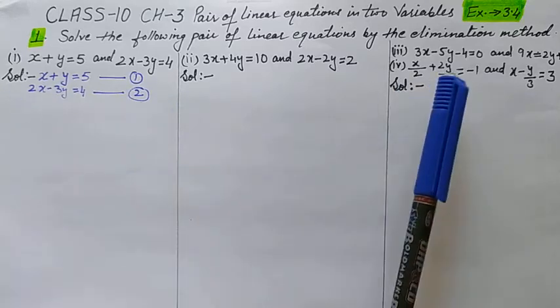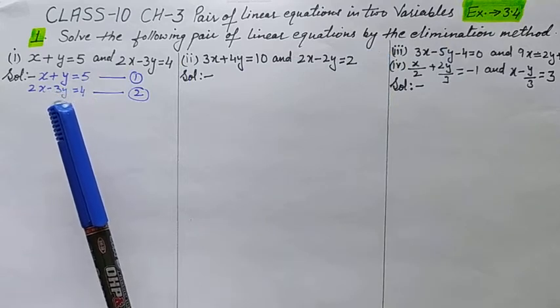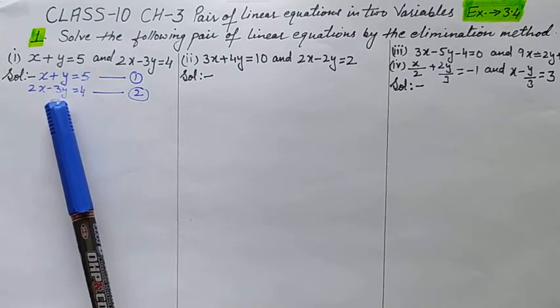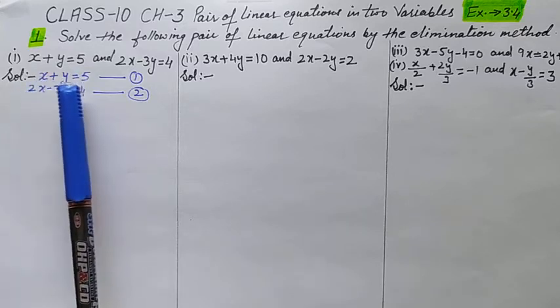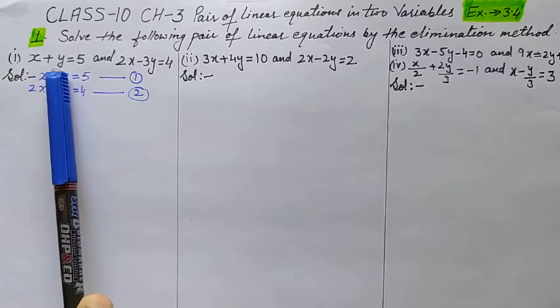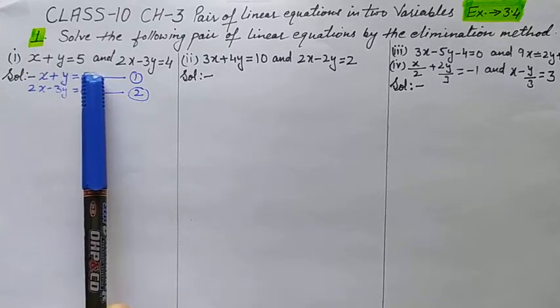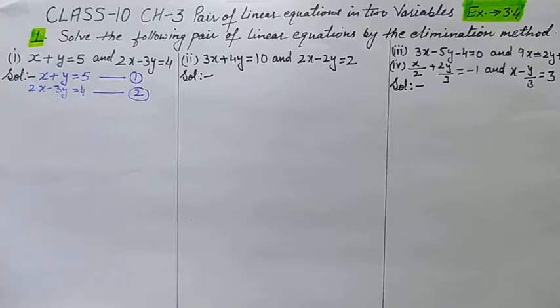Now in the elimination method, what we do is make the coefficient of either x or y the same in both the equations. We can do this, for example, by multiplying the first equation by 2, and I'll get 2x plus 2y is equal to 10. So here the coefficient of x will be 2 and 2. It will be the same. This way I can start the question.